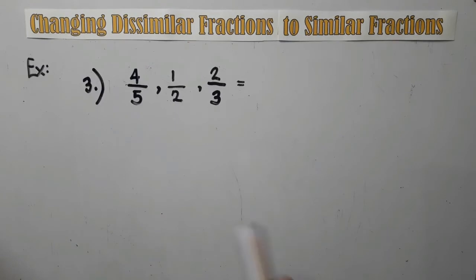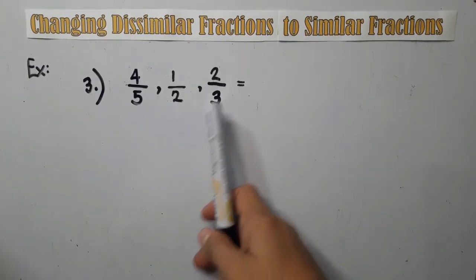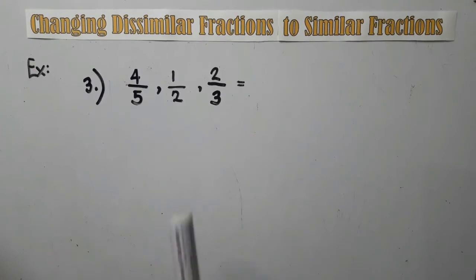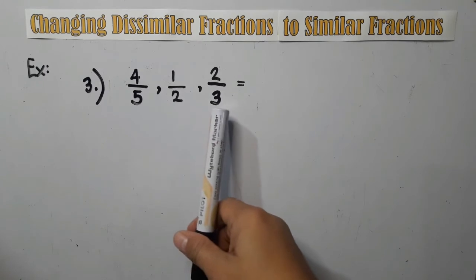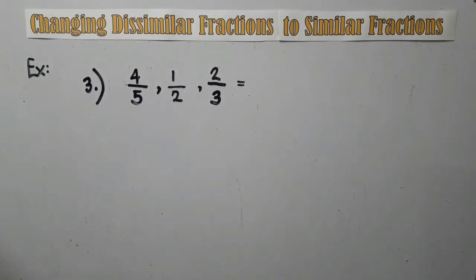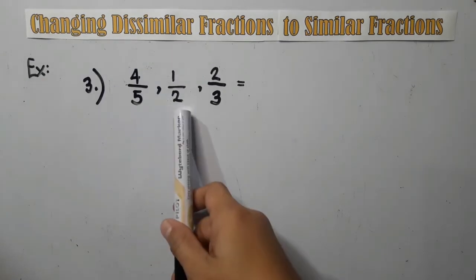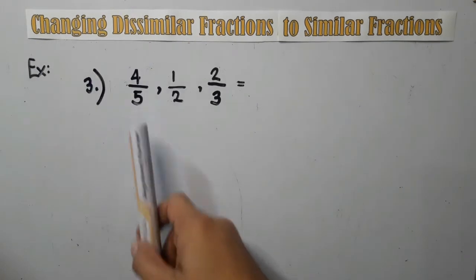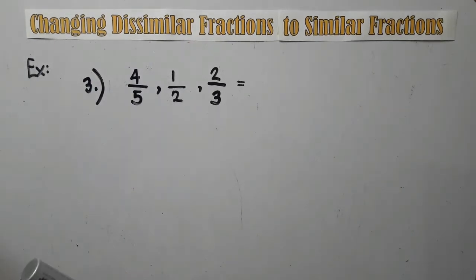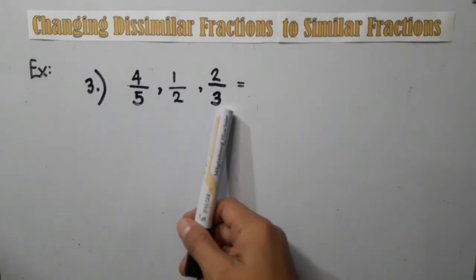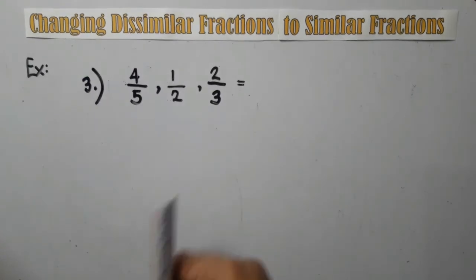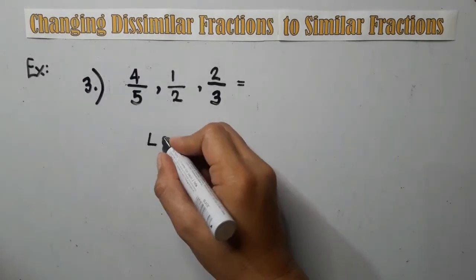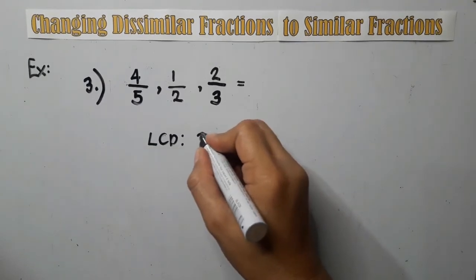Our third example is 4/5, 1/2, and 2/3. Now, you notice that in their denominators, they don't have a common divisor except 1. So, when you cannot divide the denominators by anything except 1, just multiply them directly. So, 5 times 2 is 10 times 3 is 30. So, therefore, our LCD here is 30.